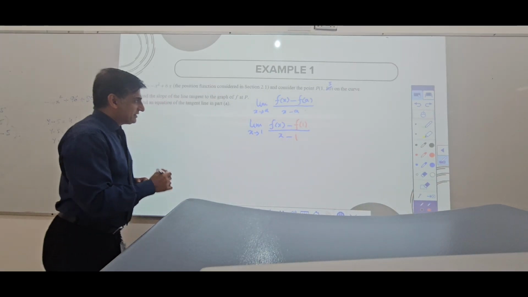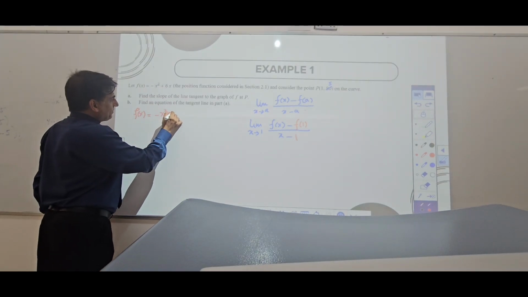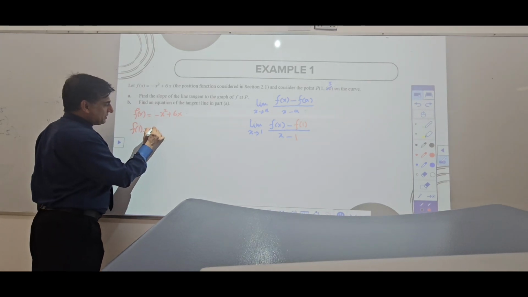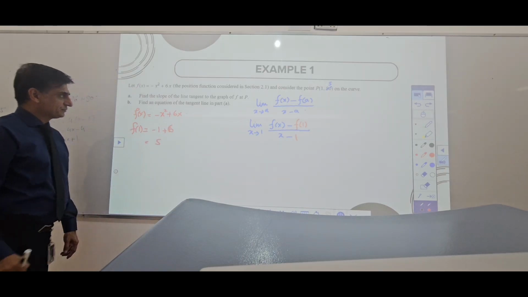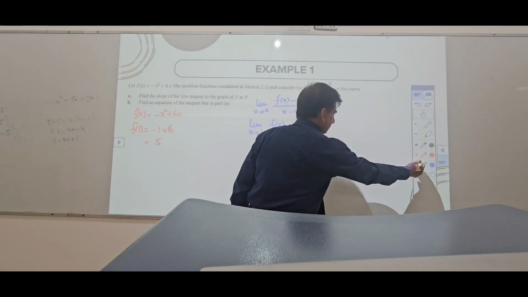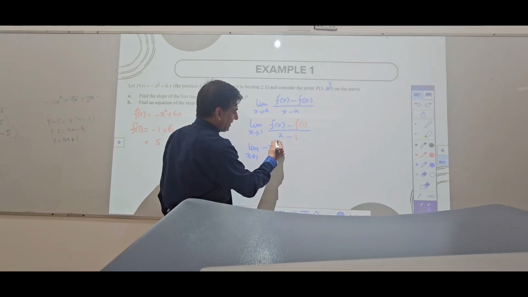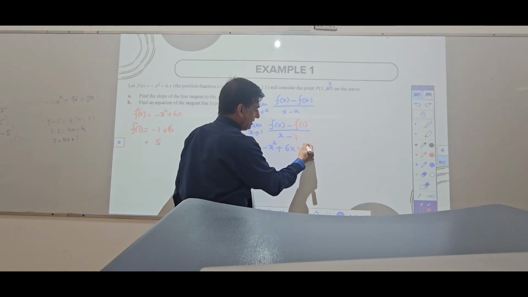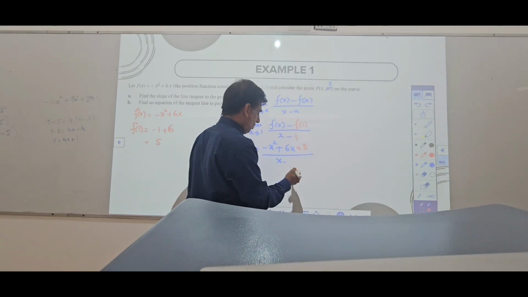Right, because we have f of x, which is minus x squared plus 6x, it would be a good idea to find out f of 1 separately. It's going to be minus 1 plus 6, and this is going to be 5. Okay, that is correct. So f of 1 is 5. So let's do this here. The limit as x approaches 1 of f of x, which is minus x squared plus 6x, and we just found out f of 1 to be 5, and then we have x minus 1.